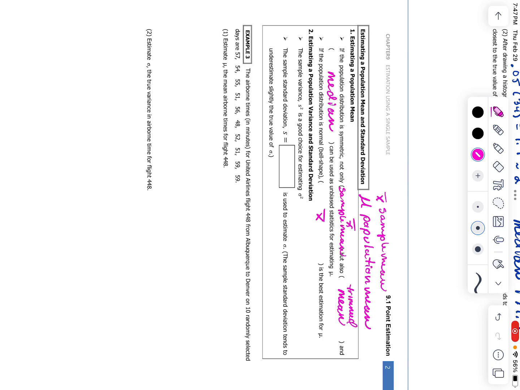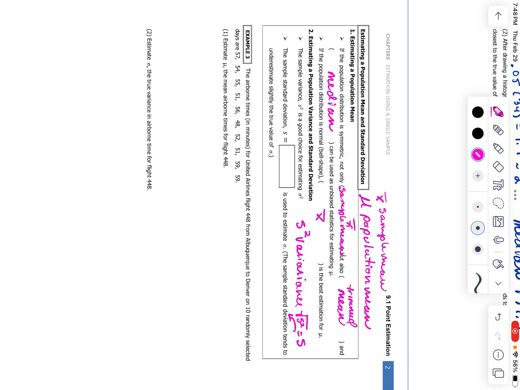All right, sample variance, S squared, is a good choice for estimating the population variance. And then the sample standard deviation can also be used to estimate the population standard deviation. So remember that S squared is variance, and the square root of that, which is just S, is your standard deviation.